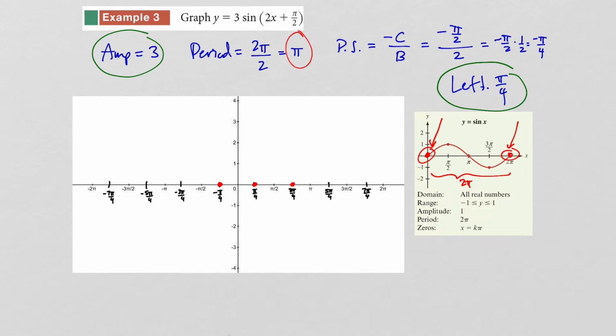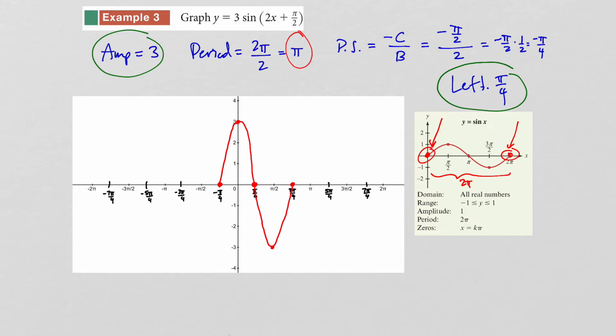Now in the middle, we know it's going to cross the x-axis again. And then we know here we're going to have our high point, and here we're going to have our low point. But those high points and low points are going to be 3 and -3 because of the amplitude change. So the high point is up here, and the low point is down here. And this is what that first cycle looks like. Now, once you get the first cycle, all you have to do is reproduce that cycle to extend out the graph to the right and to the left. So hopefully this part is not too challenging.